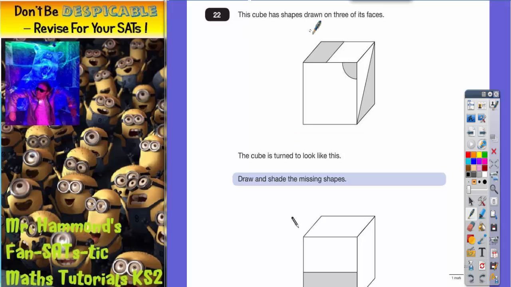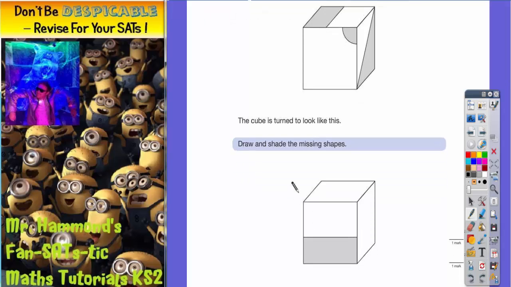Question 22. This cube has shapes drawn on 3 of its faces. So we've got a rectangle on the top face, a quarter circle on the front face, and a triangle on the right-hand face. Let's have a look what we've got to do. It says the cube is turned to look like this. Draw and shade the missing shapes.